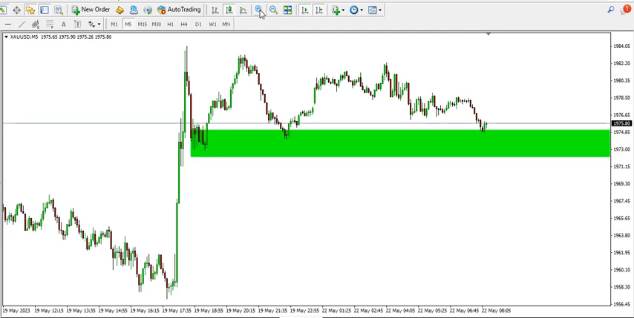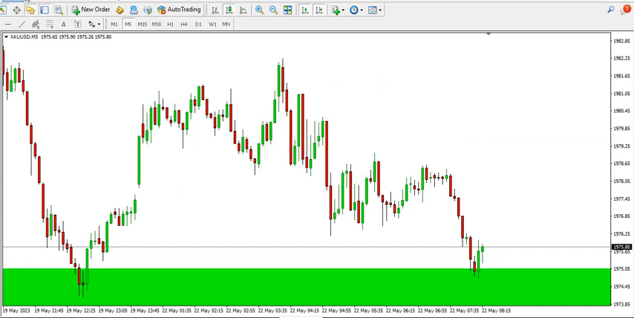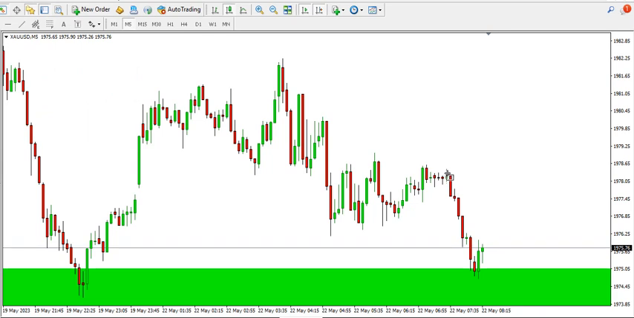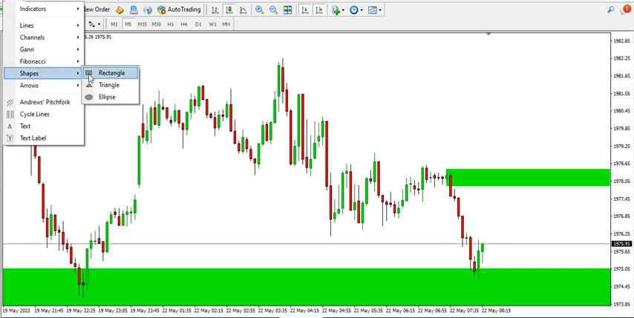The buyers kept on creating more resistance. Look at the resistance levels from the buyers. We have this resistance around here, and we have another one around here.